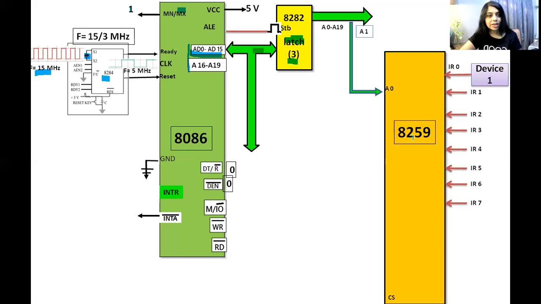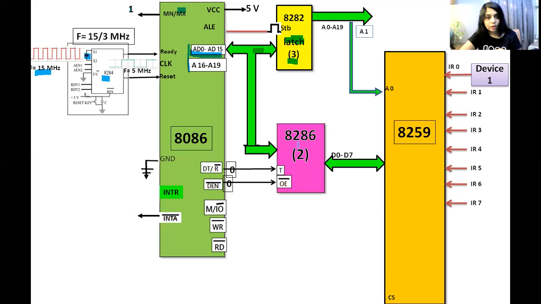This is 8259, that is the programmable interrupt controller. We know that there are 8 interrupt request pins, that is IR0 to IR7. Say device 1 is connected to interrupt request 0 pin.